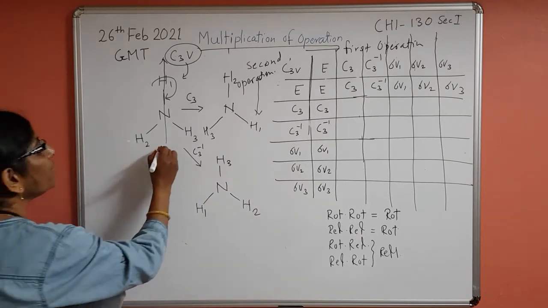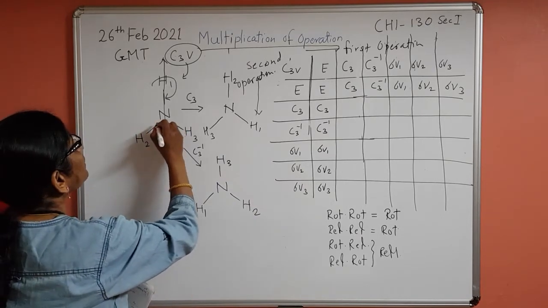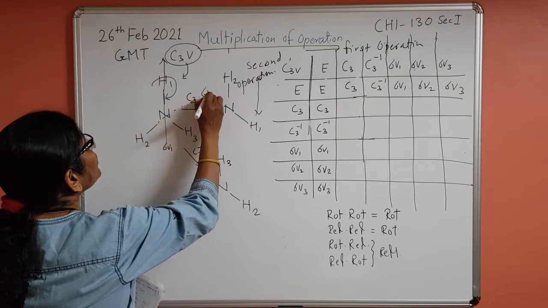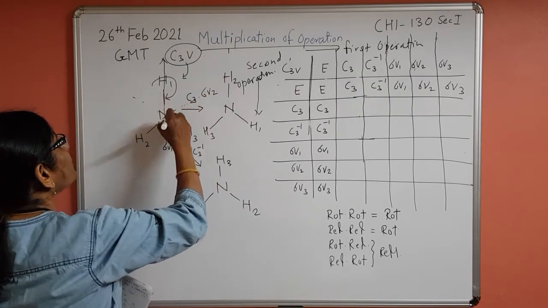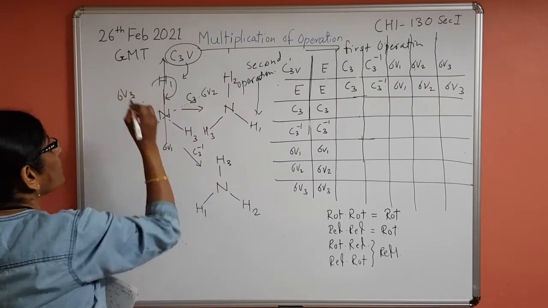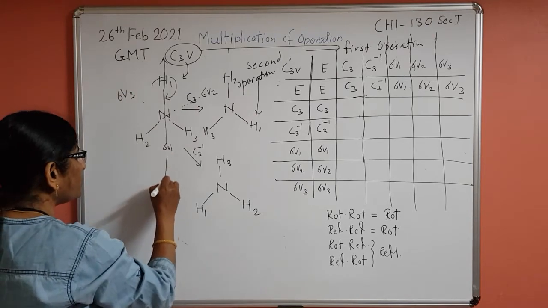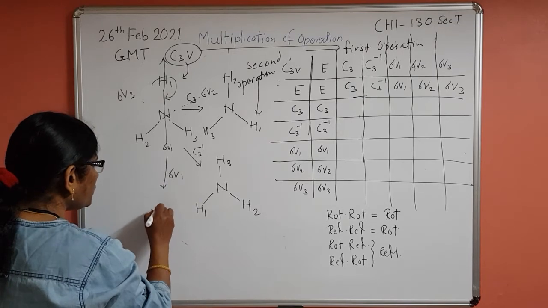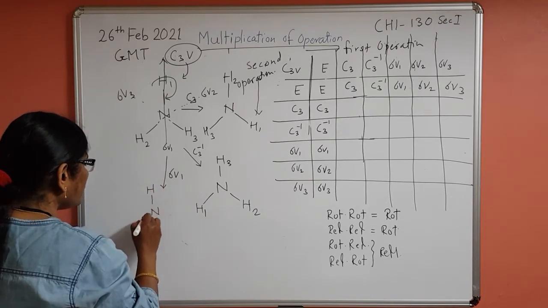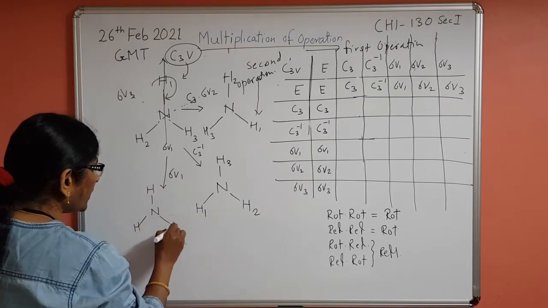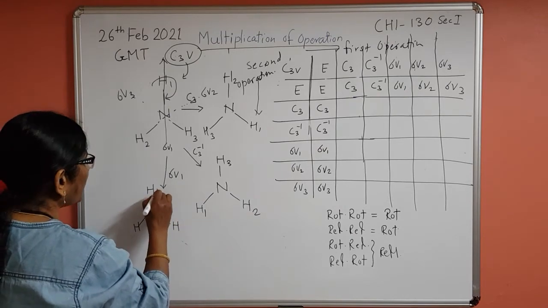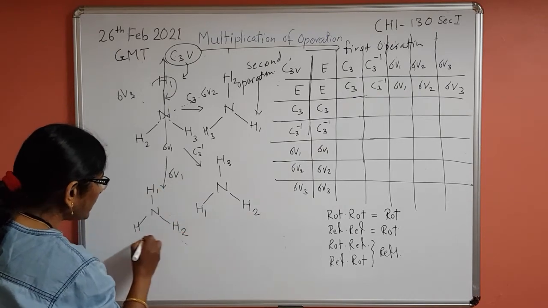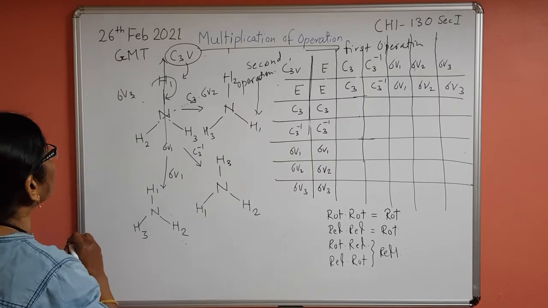What about sigma V1? Again, this will be sigma V1. If I extend this, this will be sigma V2, and if I extend this, this will be sigma V3. Okay, on the same molecule, I'll do that also. Sigma V1. So if I perform sigma V1, whatever atoms are on the plane will remain as they are. So 1 will be here, 2 will just exchange with 3. This will be sigma V1.